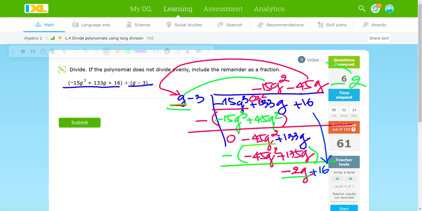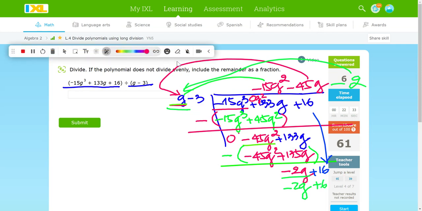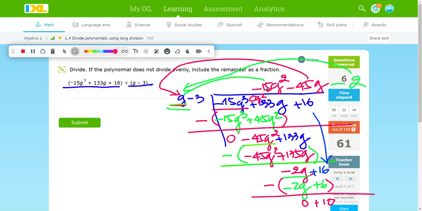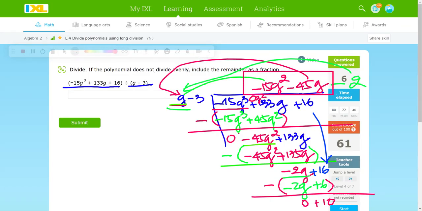Alright? Multiply them back. Negative 2 times g, negative 2g. Negative 2 times negative 3 is plus 6. Alright? Now put in parentheses and then subtract. I should come out at no more g. 16 subtract 6 becomes 10. Okay? So you can see the answer of this division is negative 15g squared subtract 45g, and the remainder is number 10. Okay?